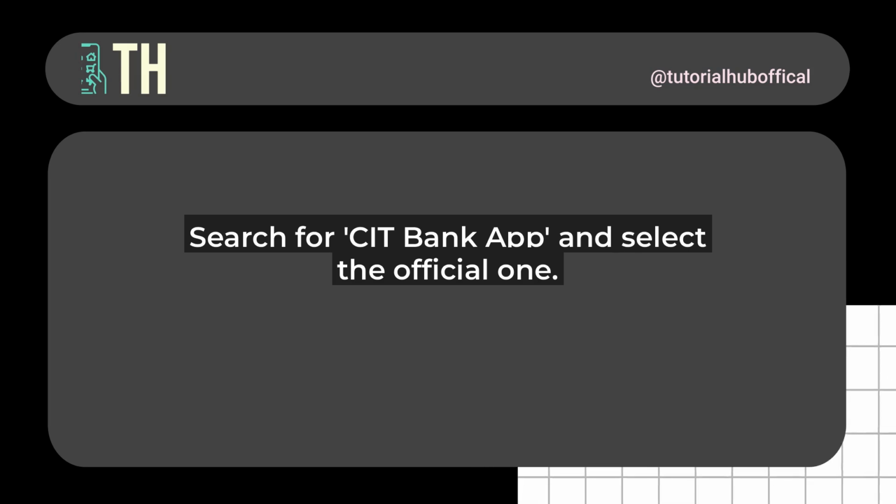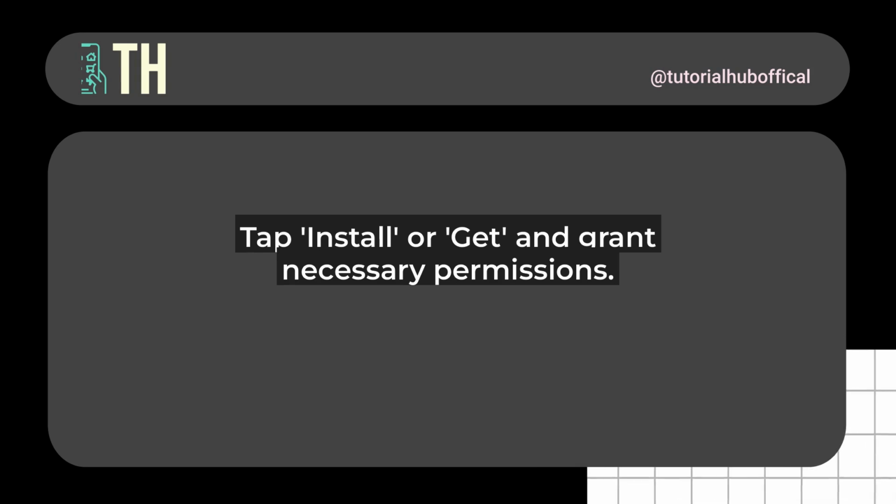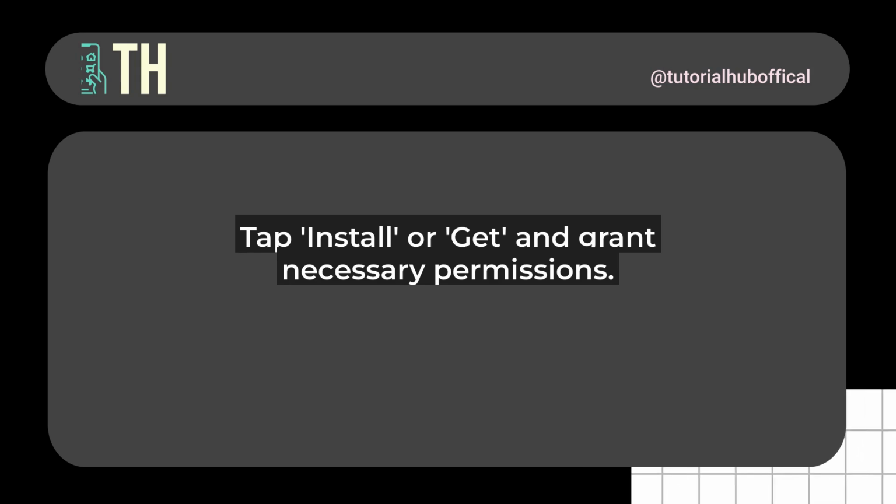Step 3. Hit the Install or Get button. Depending on your device, it might ask for permissions like access to your camera or location for features like account verification. Go ahead and grant those if you're comfortable. They're for security purposes. Once the app is downloaded and installed, open it up.